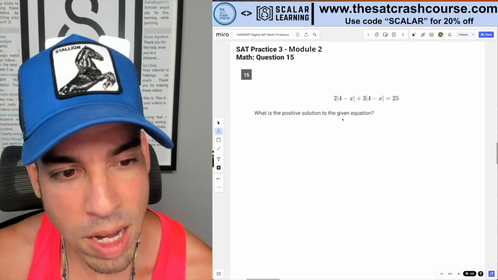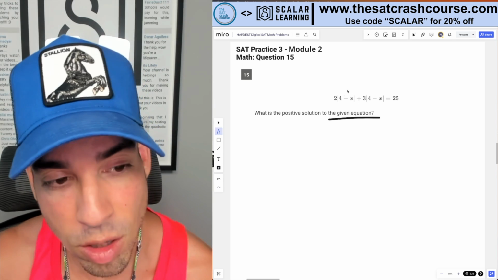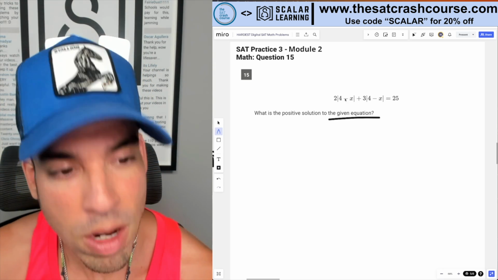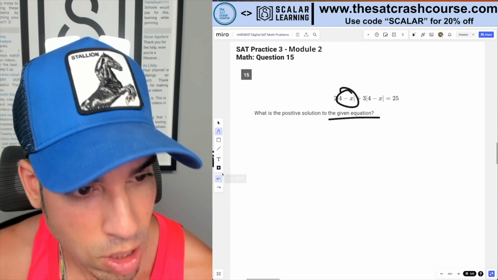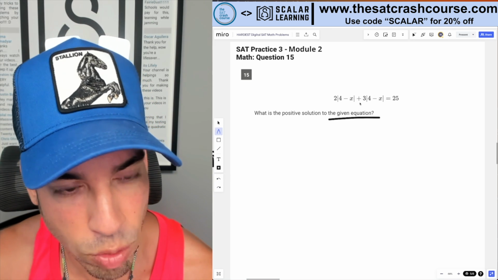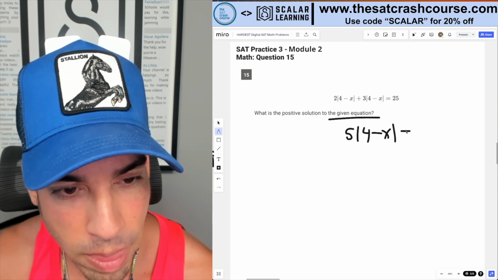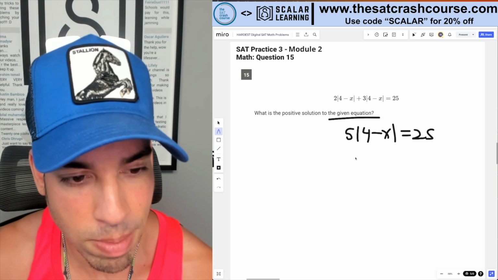Done. What is the positive solution to the given equation? The reason why I included this problem is because you might look at the absolute values and be a little bit confused as to how to approach this. But what you need to recognize is that at the end of the day, these two are the same expressions. So if I have 2 of that expression plus 3 of that expression, I now have 5 of that expression. And now I can isolate and solve like any other absolute value equation, divide by 5.